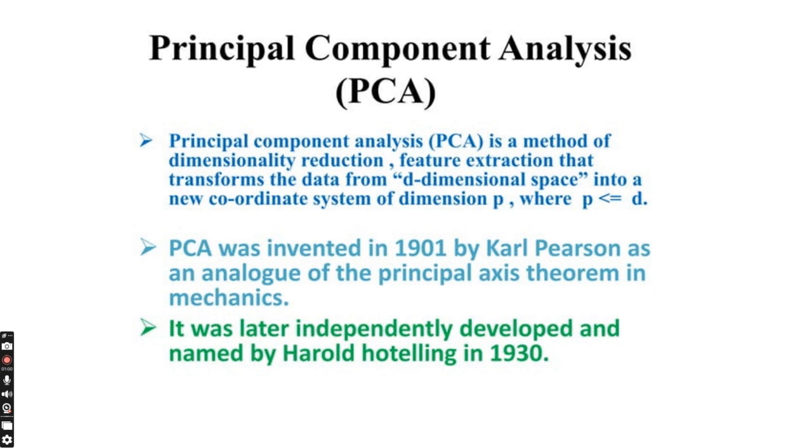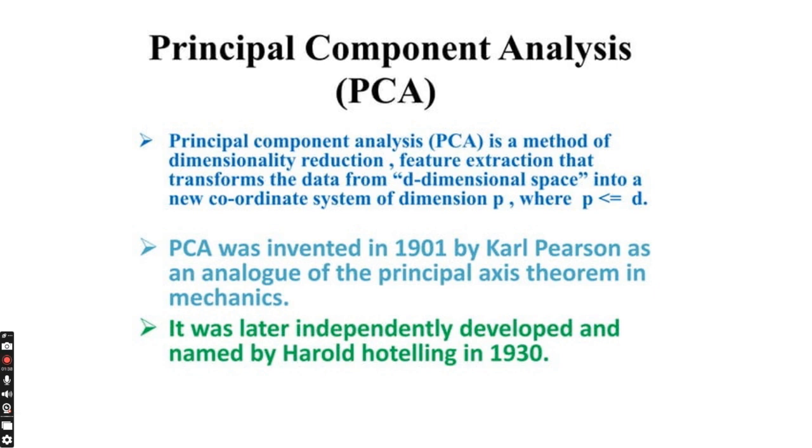P is obviously less than or equal to d because it is a reduced data set. We are given some data set. Let's take d-dimensional data. After applying PCA, principal component analysis, the d-dimensional data is reduced to p-dimensional data, p always less than or equal to d. After that, from p we can extract the features. After extraction of the features, the dimension of the data is reduced. That is what principal component analysis is.